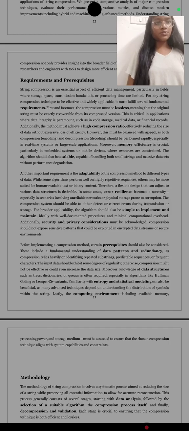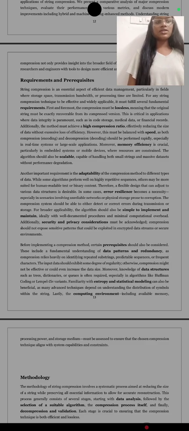Before implementing a compression method, certain prerequisites should also be considered. These include a fundamental understanding of data patterns and redundancy, as compression relies heavily on identifying repeated substrings, predictable sequences, or frequent characters. The input data should exhibit some degree of regularity, otherwise compression may not be effective or could even increase the data size. Moreover, knowledge of data structures such as trees, dictionaries, or queues is often required, especially in algorithms like Huffman coding or Lempel-Ziv variants.